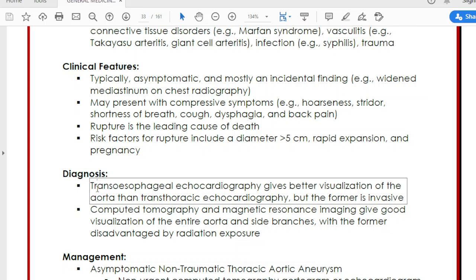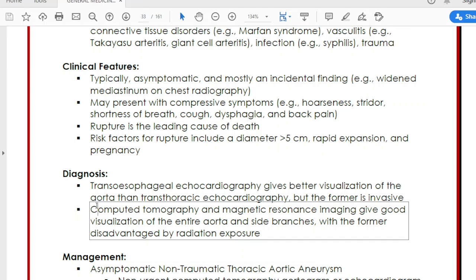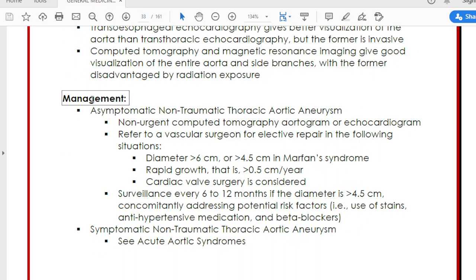Diagnosis. Transoesophageal echocardiography gives better visualization of the aorta than transthoracic echocardiography, but the former is invasive. Computed tomography and magnetic resonance imaging give good visualization of the entire aorta and side branches, with the former disadvantaged by radiation exposure. Management.